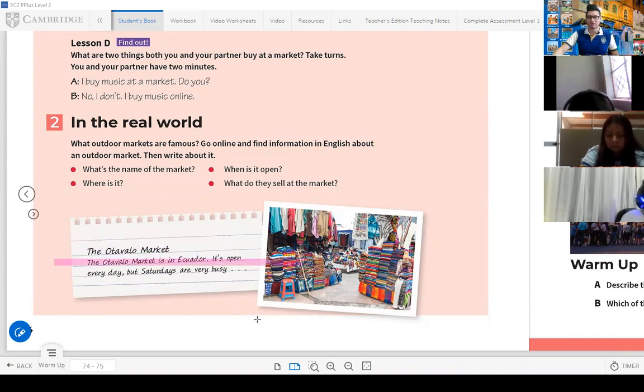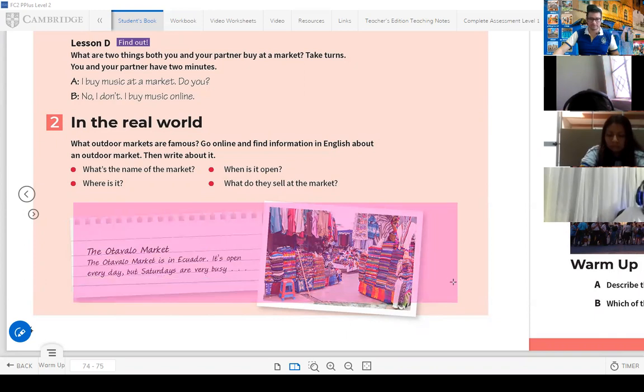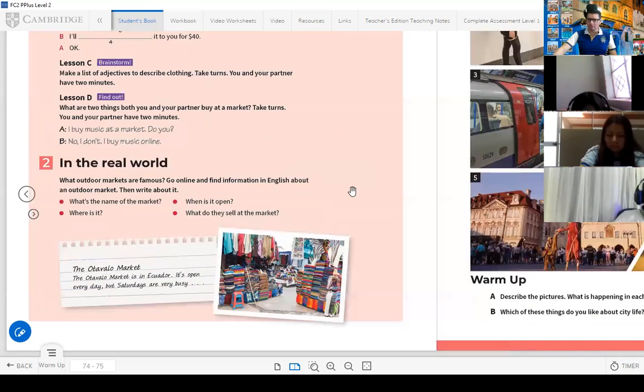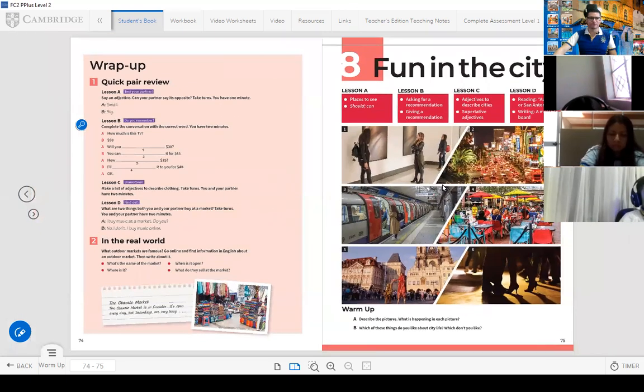The Otavalo market is in Ecuador. It's open every day, but Saturdays are very busy. It means Otavalo market is a very common market in Ecuador. Yeah. Okay. For example, here we have some markets too, right? Yeah. But well, now let's go on and let's start talking about this.